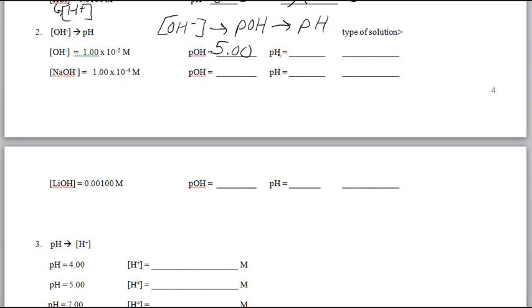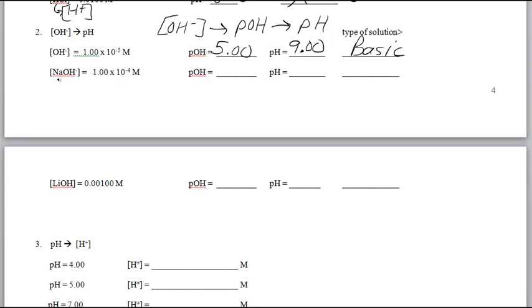Okay, my pH scale above 7, below 7, that's pH. So before I answer this type of solution, I need to make sure I'm checking my pH. So 14 minus 5, this has a pH of 9. This is a basic solution because its pH is greater than 7.